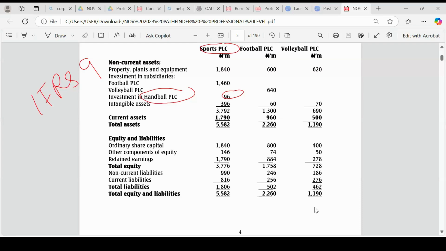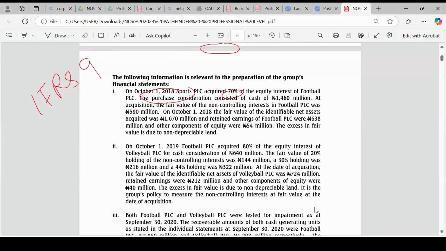You're studying the statement of financial positions of the company. All right. We move further. Now we're given the following information, and we're told it is relevant to the preparation of the group's financial statement. We are not just giving you this for the sake of making adjustments in the separate books. It's going to be relevant in consolidating the financial statement of the group.